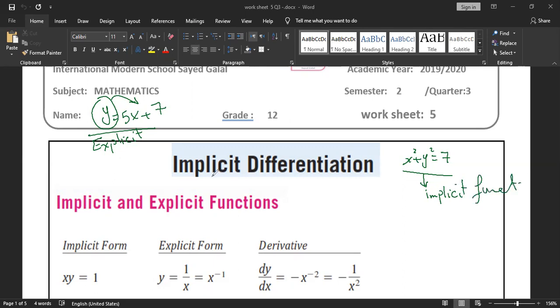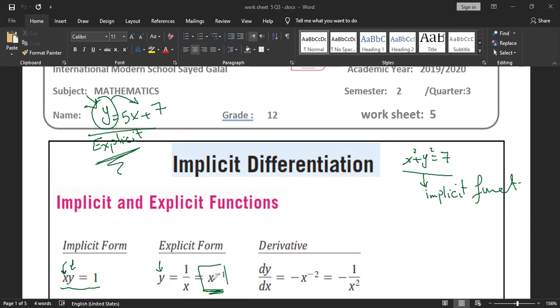So, clear? If we don't express one variable by using the other, it will be implicit. But if we express one of them by using the other, it is explicit. Y is separated, okay? As here, xy equals 1. This is called implicit form. Why? Because I don't express y by using x. To change it to explicit form, just separate y by dividing both sides by x, x not equal 0, sure. It will be 1 over x. Rewrite it in power form as x to the power negative 1.